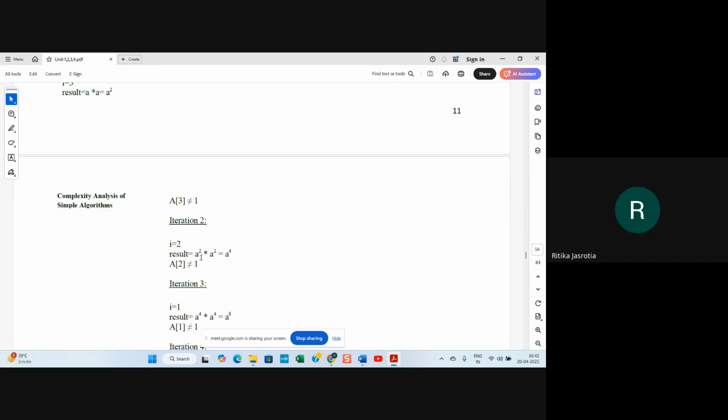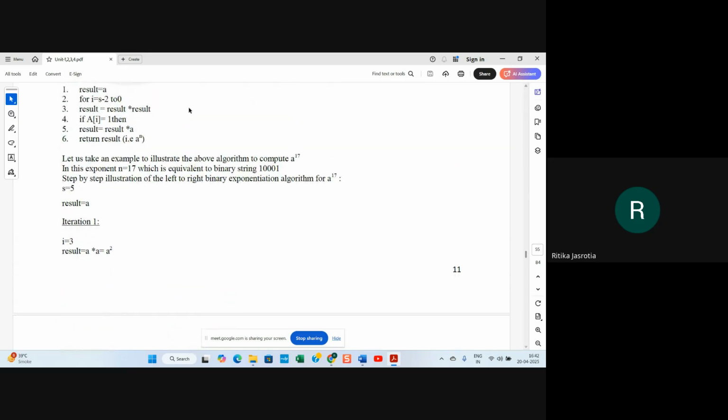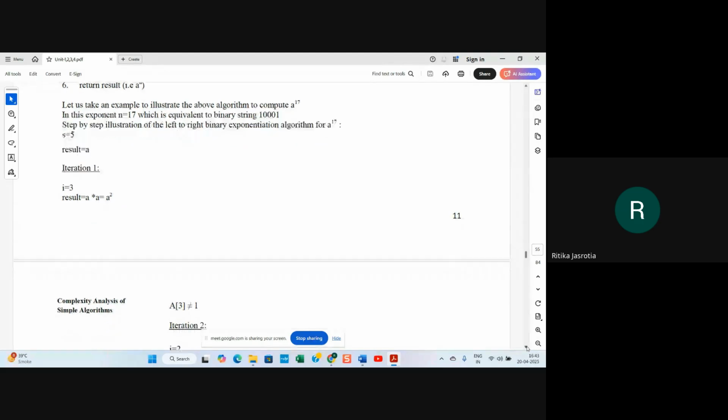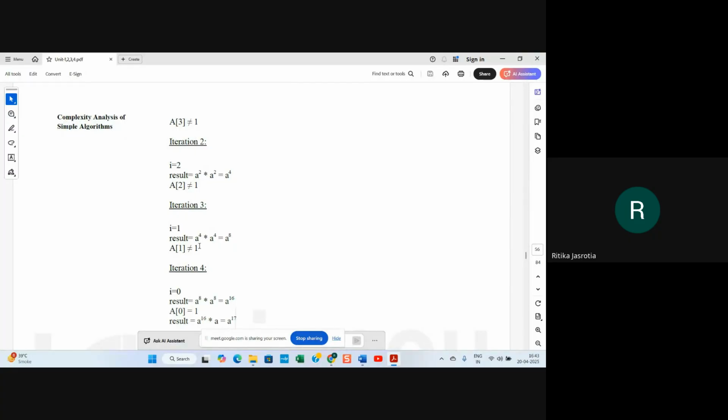So result is equal to A square into, because now result is A square, right? A square is now the result. So now again 3 to 0 we have to go. So it has become 2 to 0. So result into result will be A square into A square. Again then we will decrement. Next iteration is 1. I becomes 1, and now your result is A to the power 4. So now you will say again result into result, that is A to the power 4 into A to the power 4. Your result becomes A to the power 8, right?